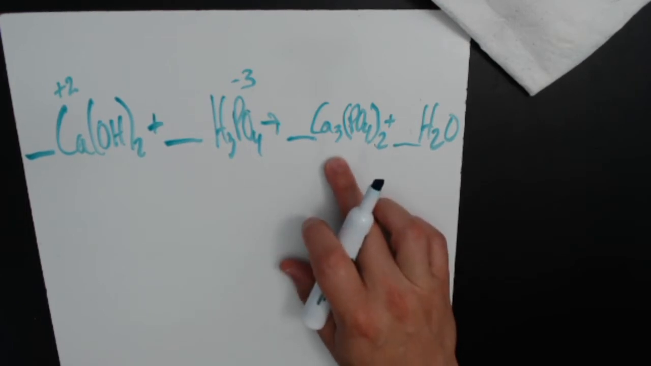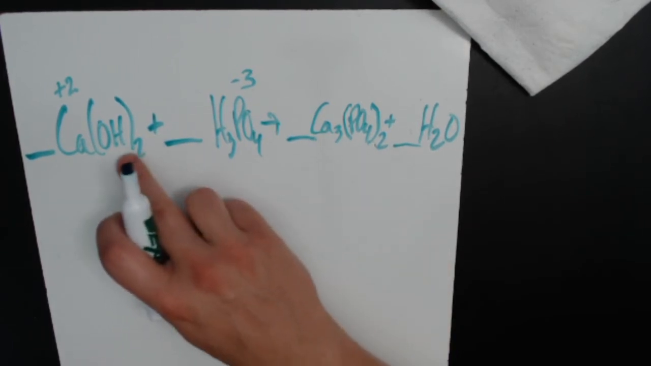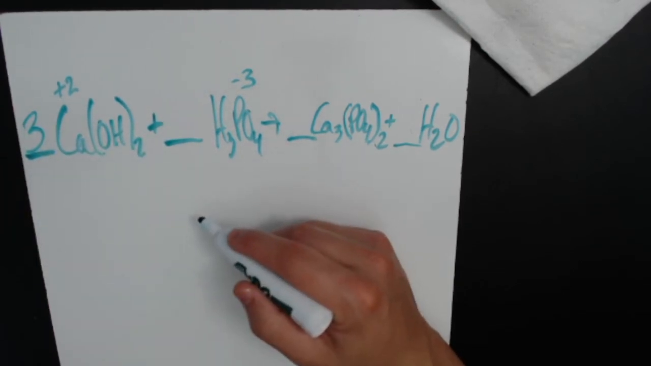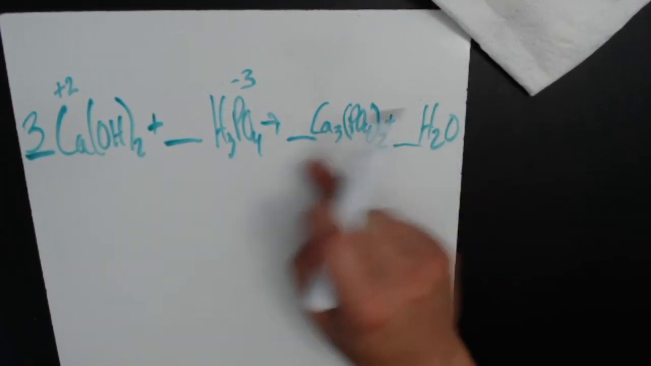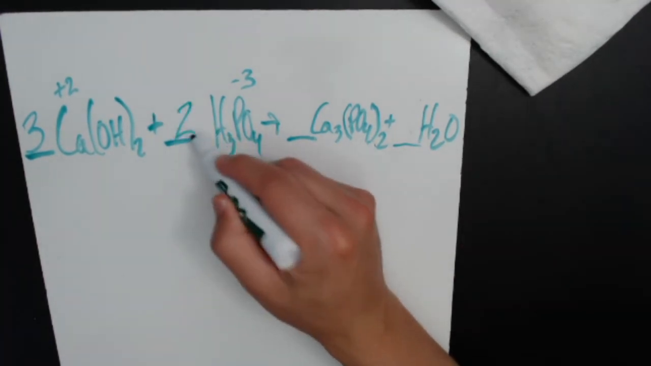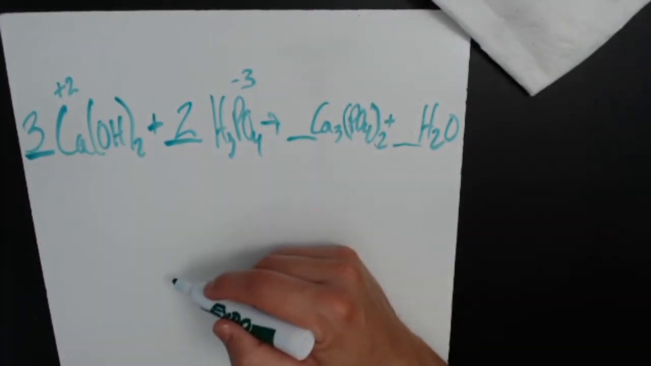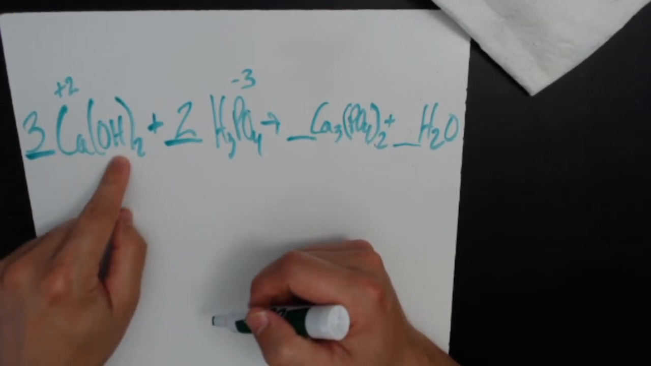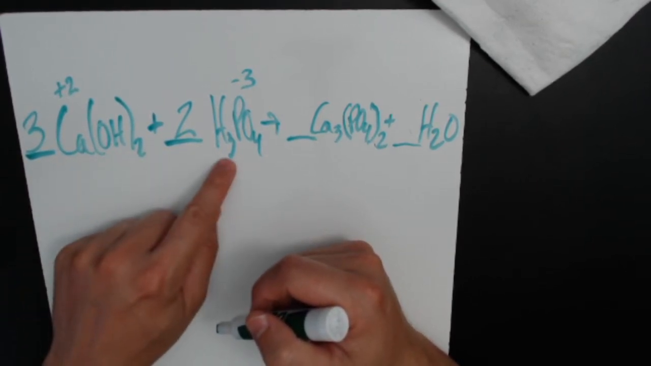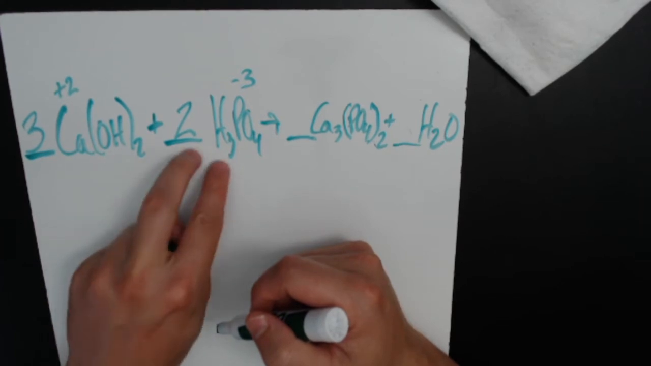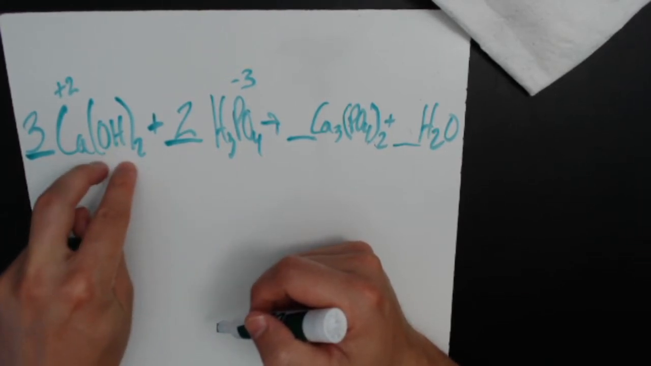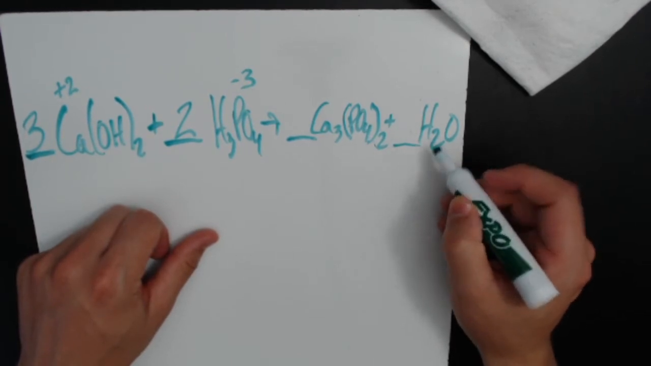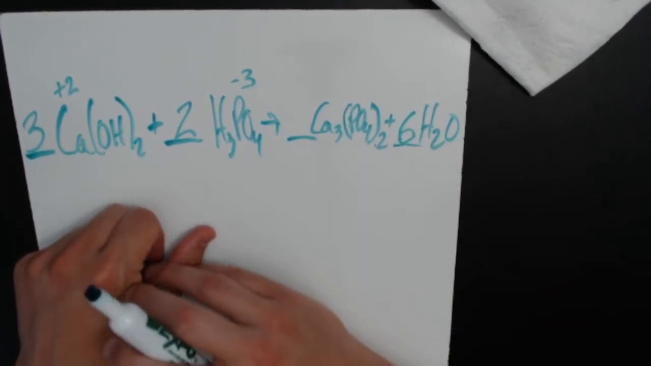Well, I see 3 calciums here. I only have 1 here, so that means 3 goes here. I see 2 phosphates here. I only have 1 here, so that means the 2 goes here. Alright, so 3 times 2 is 6 hydrogens here. 2 times 3 is 6. So 6 hydrogens here, 6 hydrogens here, that's 12. So 12 divided by 2 is 6.